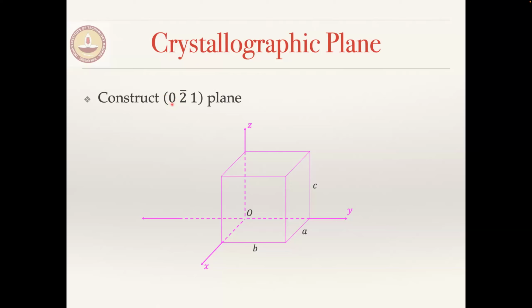It will not cut the x-axis anywhere, so it will be parallel to the x-axis. And it is cutting the y-axis at minus 1/2, not minus 2. Because of the reciprocal, we have to take the reciprocal of that. And the z-axis is 1. So how does that plane look? Can you draw?